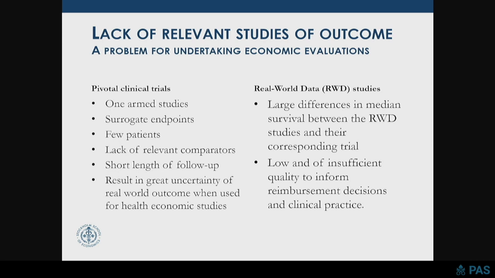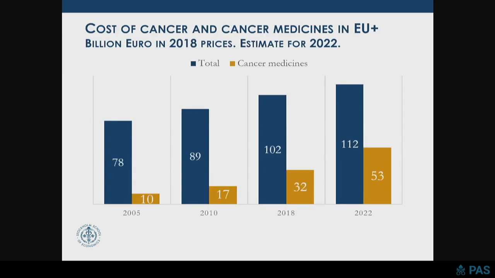So what's the problem? Well, the problem is a lack of relevant studies of outcome. It's one-arm studies, surrogate endpoints, few patients, lack of relevant comparison, short length of follow-up, etc. Even if breast cancer, as my example, was where we had better evidence. But if we look at real-world studies, there is of course a large difference. In those cases, we do follow-up studies. There are large differences in survival between the follow-up studies and the corresponding trial. And those studies in general are of very low quality and cannot really be used for reimbursement decisions and clinical practice.